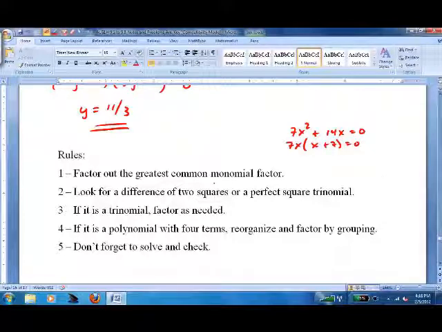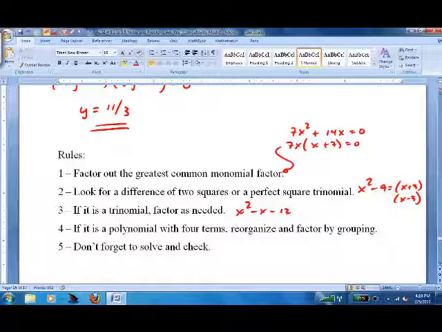If it's two terms, see if it's a difference of two squares, like x squared minus 9, which is an x plus 3 times an x minus 3. If it's trinomial, like x squared minus x minus 12, well, you know how to factor those, so just go to it. If it's got 4 terms, it's grouping. When you're done, if you have to, solve it and check it and see if you did it right. It's kind of a hassle to put your answers back in, so you might want to just check your work process, see if that works too.